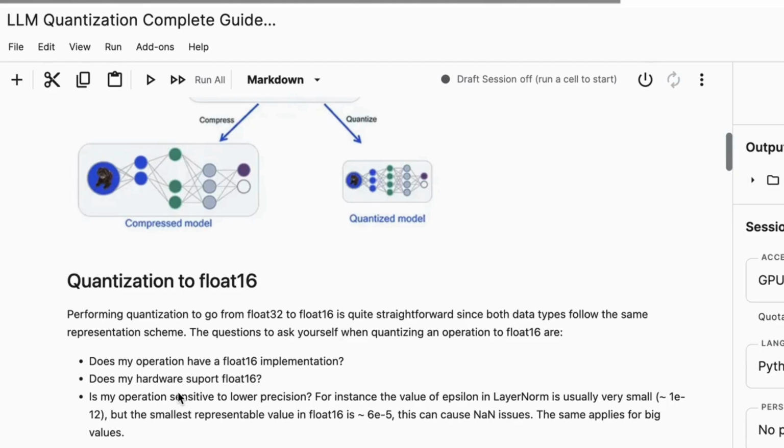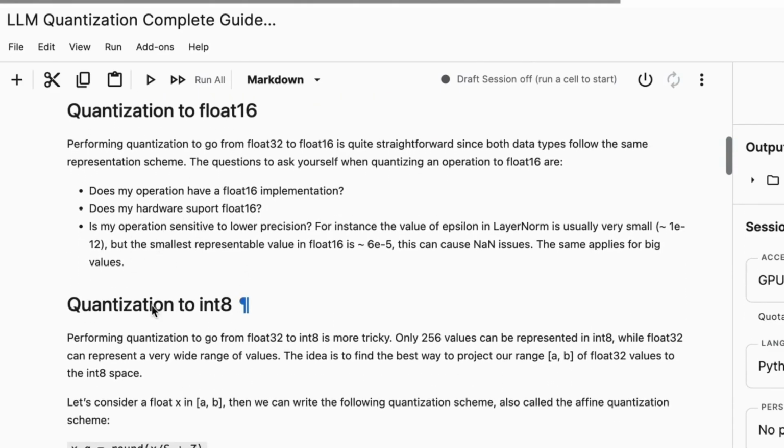Because sometimes your lower precision values go into NaN values as well, because those values are not understood by your large language model or by your own schema. So you need to check for these things as well. Okay, and then we talk about the quantization to Int8.